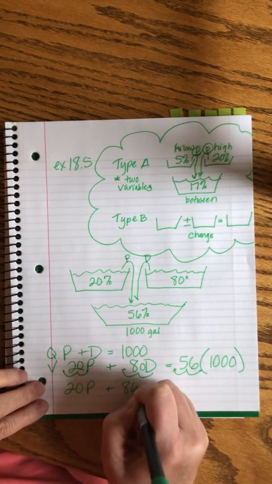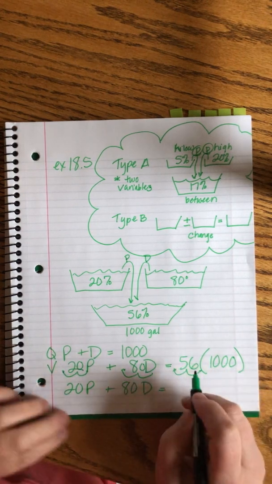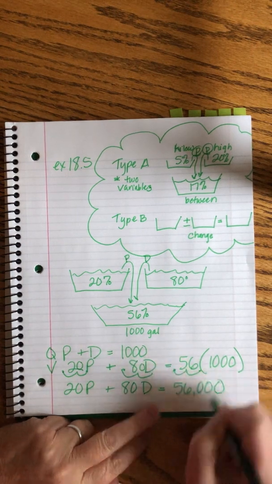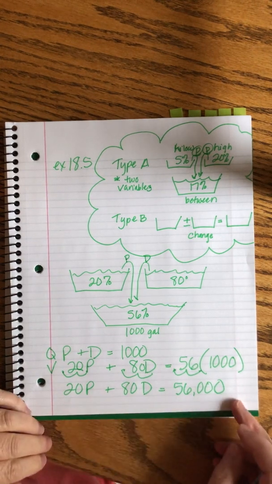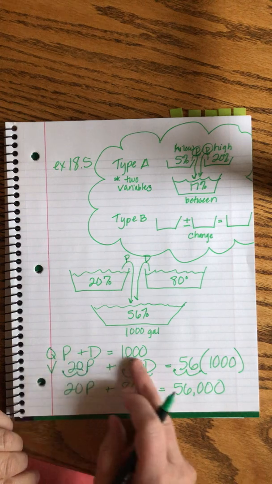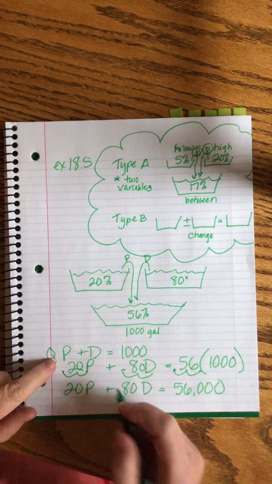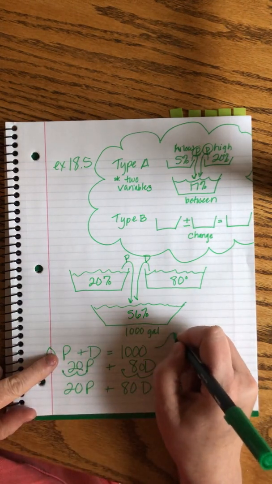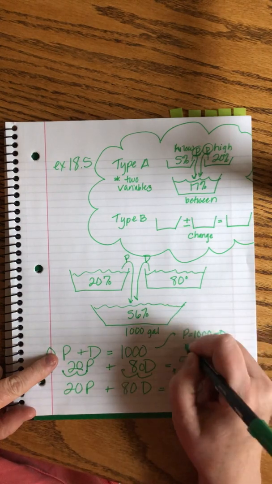It's 20P plus 80D equals, let's see, 56 with 3 zeros. Make sense? Right, I'm ready to go to the top of the next page. Let's substitute. We can adjust one of these. I guess I always just leave the first one here and kick the second one out. So I would turn that into P equals 1,000 minus D.